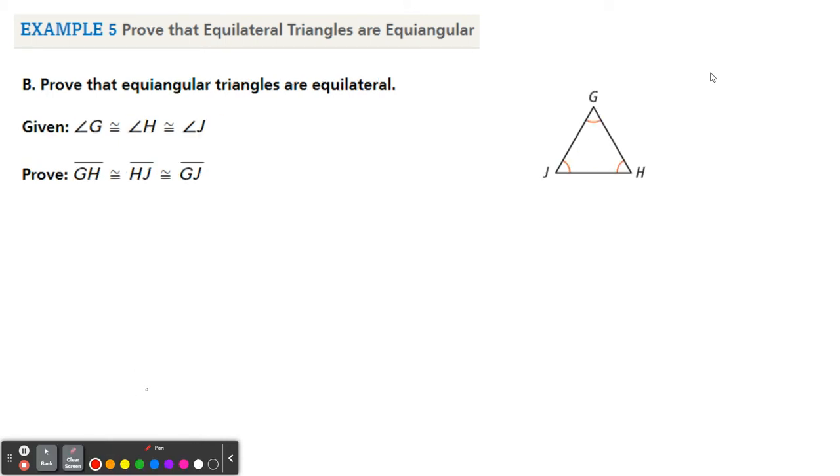So now let's prove that an equiangular triangle is also equilateral. So now it's kind of backwards. Now we know the angles are congruent. Prove that these sides are congruent. Okay, so step 1 here. Again, let's just use a pair of angles.